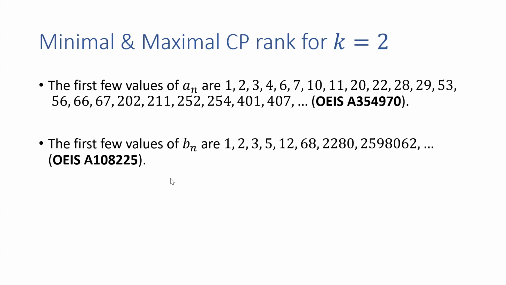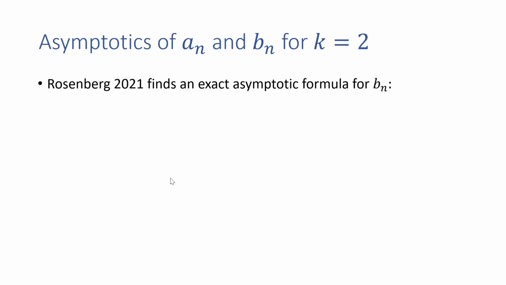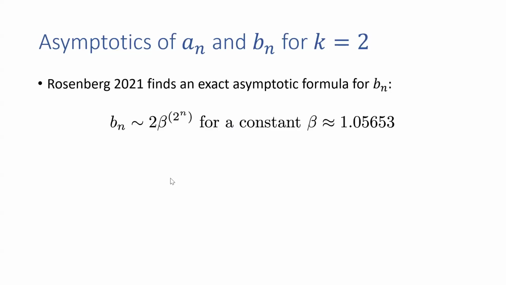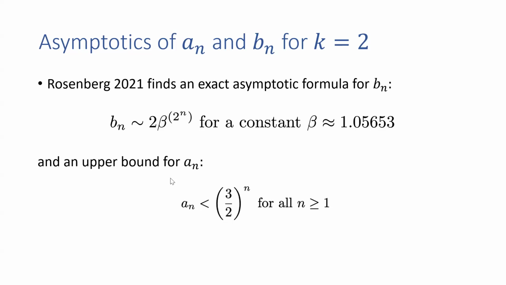Because these are just numbers. And Rosenberg finds the asymptotic formula for B sub n that grows super exponentially with a constant beta. And he finds an upper bound on the minimal rank, and he shows that it's bounded by an exponential growth. And the natural question is, well, why can't we get an asymptotic formula for this A sub n?